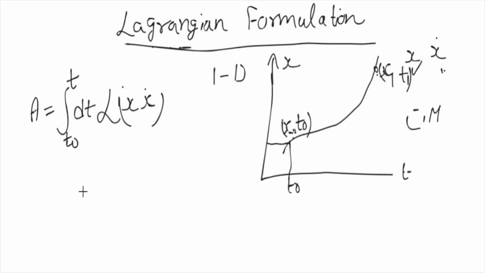This type of problem can always be reduced to differential equations, and those differential equations are called the Euler-Lagrange equations. The problem here is to minimize, or make stationary, the action. And how can we do it? This can be done by delta of the integral from t naught to t of dt L(x, x dot) equal to 0.